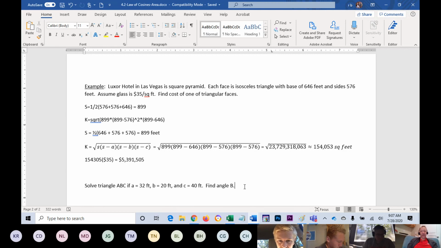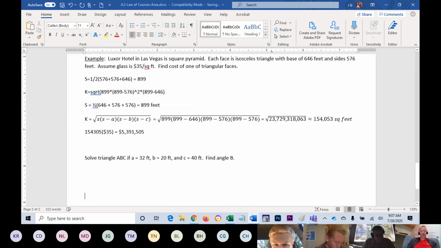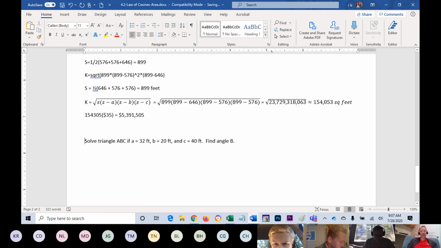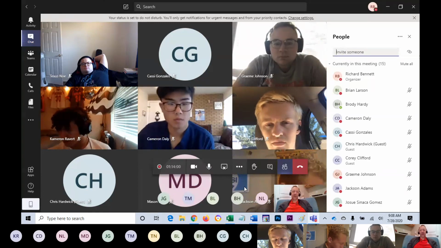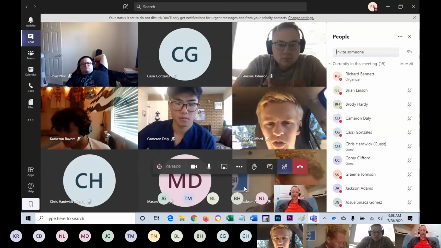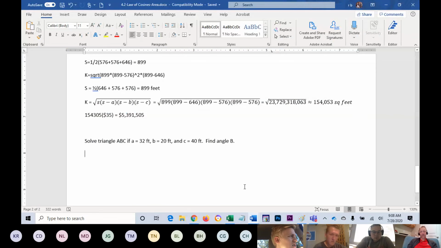And then just for fun, this is good because I don't have the answer here. Solve triangle ABC if A equals 32 feet, B equals 20 feet, C equals 40 feet. Find angle B. Oh, did we already? I don't think. When did we? That's a good review if we did it already. Plus, I don't have the answer here. So, Jackson, can you do that one? This will be a good review.